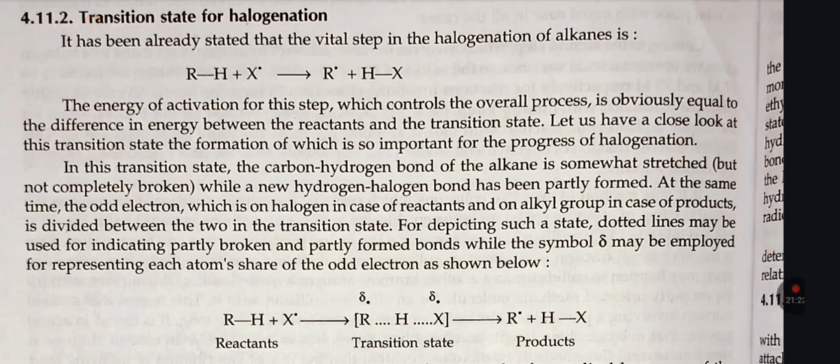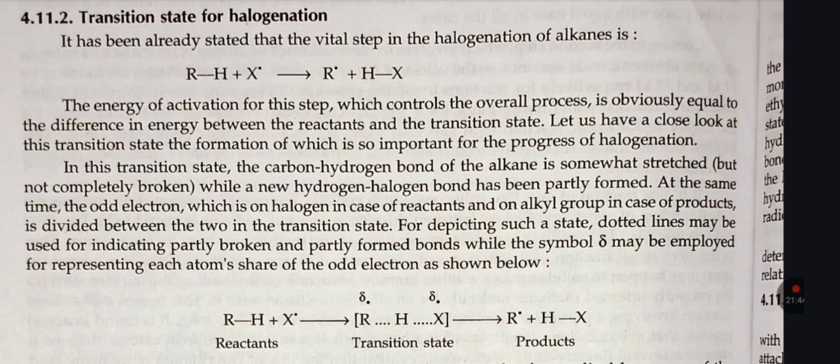Second, transition state for halogenation. It has already been stated that the vital step in the halogenation of alkanes is RH plus X radical will give R radical plus HX. The energy of activation for this step, which controls the overall process, is obviously equal to the difference in energy between reactant and transition state.